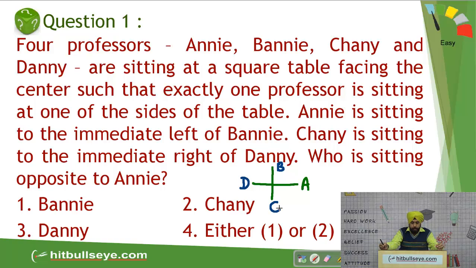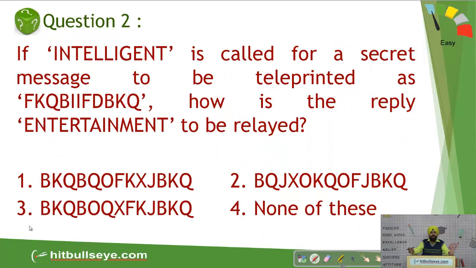Now what is the question? Who is sitting opposite to A? As you can see, opposite to A is person D. So your answer becomes option number 3. Right, students?